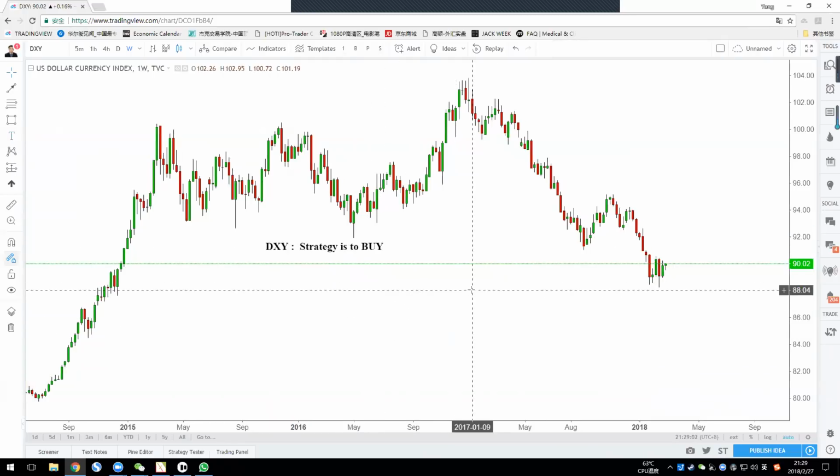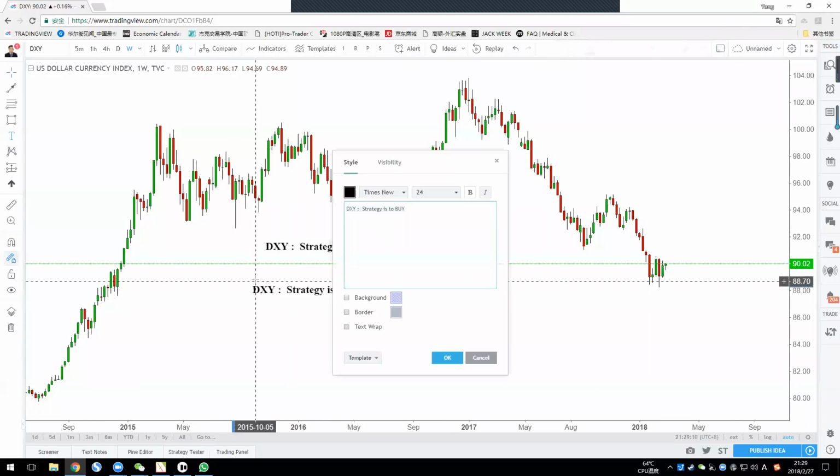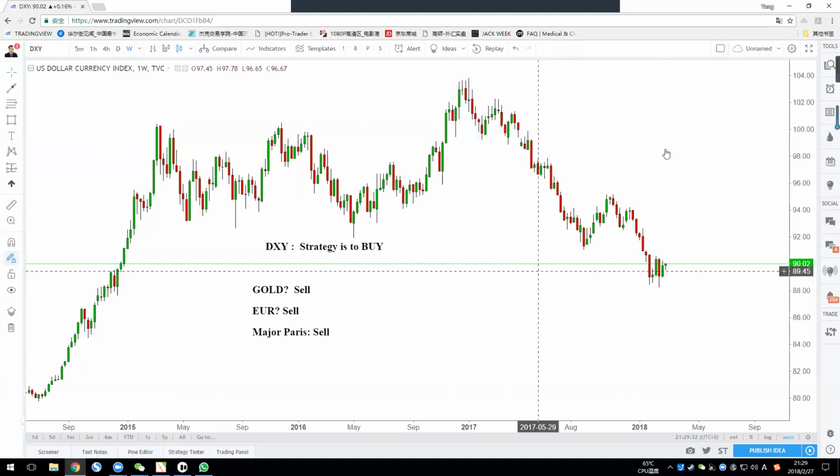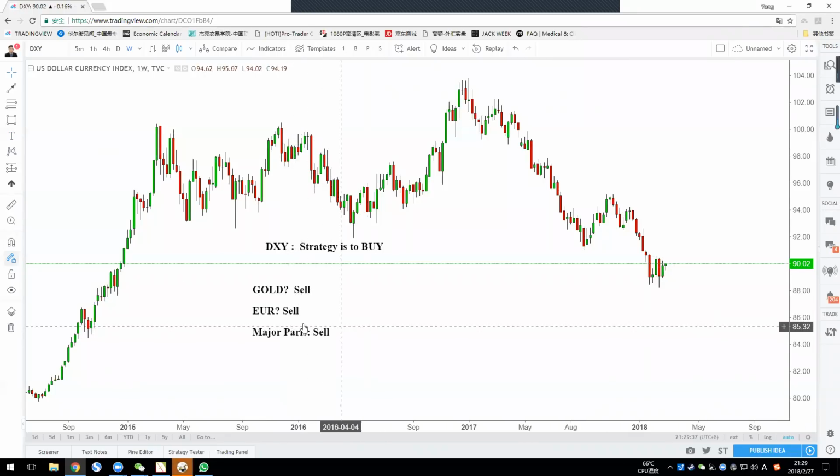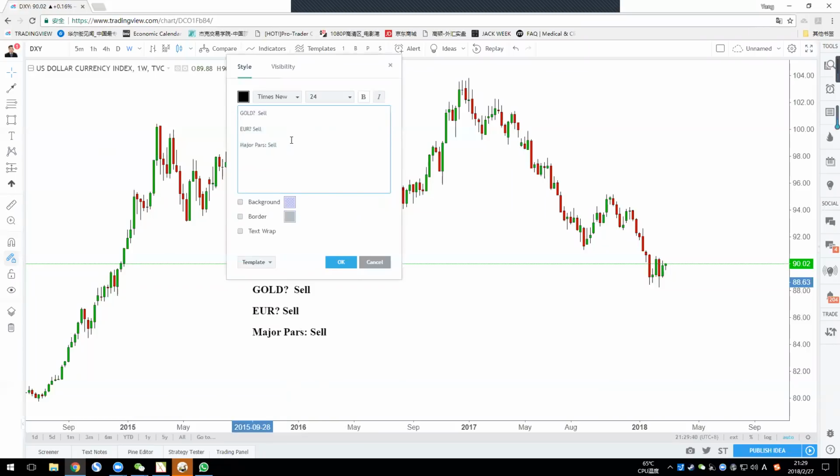If DXY is going up, what do you think about the other currencies or the other futures products? How about gold? Gold, you want to sell, right? That's the instantaneous thought. How about euro? Sell. How about other major currencies? Sell, because DXY is going up. Gold sell, euro sell, and major pairs sell.